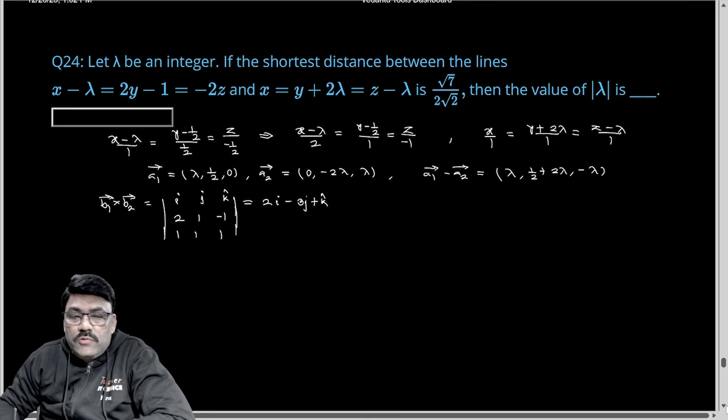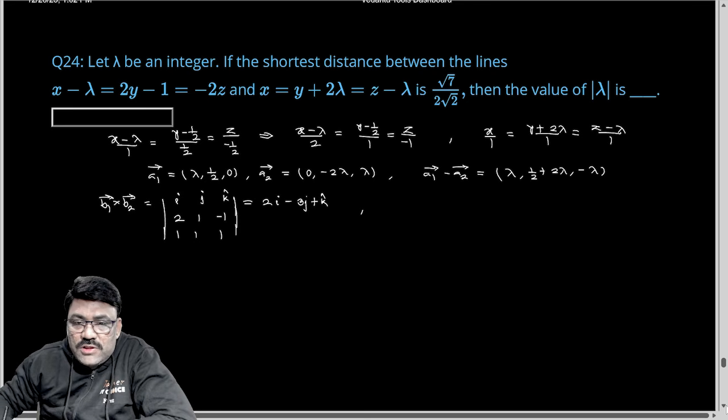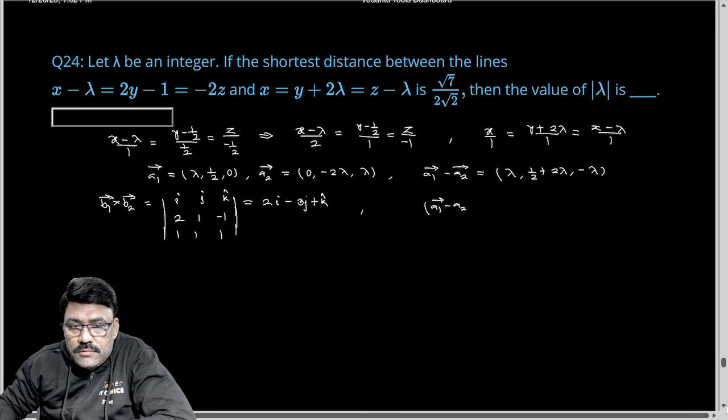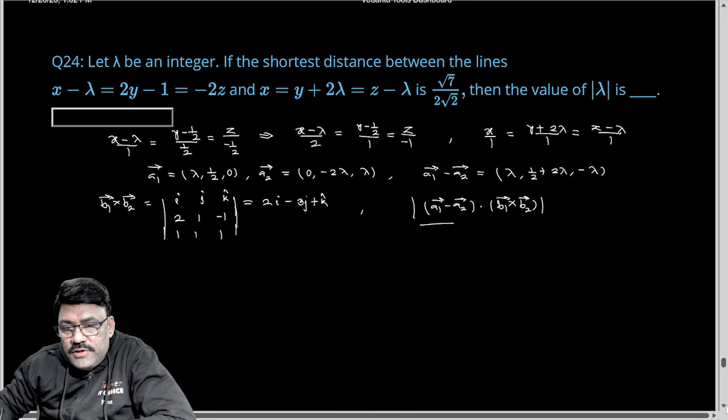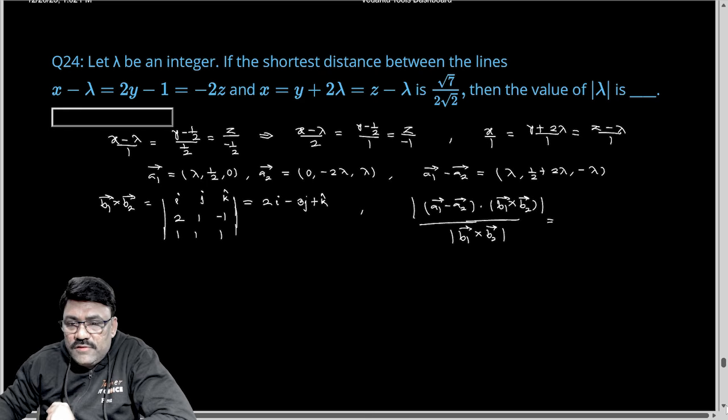Right? So what will be the shortest distance? The shortest distance will be the absolute value of (A1 minus A2) dot (B1 cross B2), divided by the magnitude of B1 cross B2. And this shortest distance is already given to you. It is given as root 7 by 2 root 2.